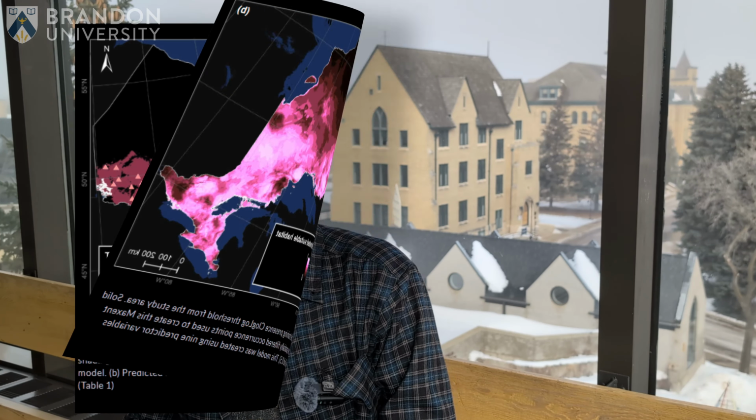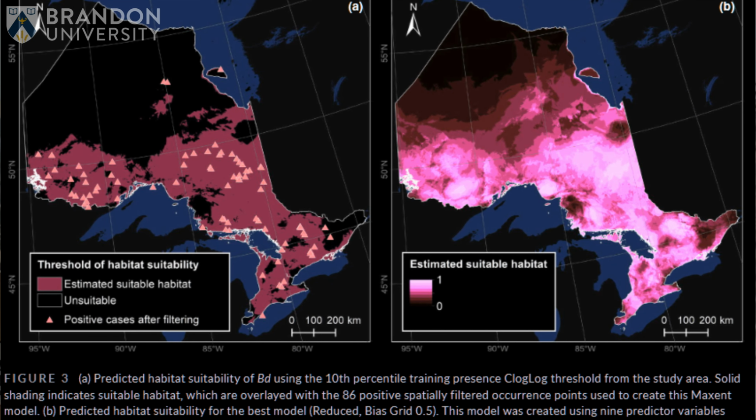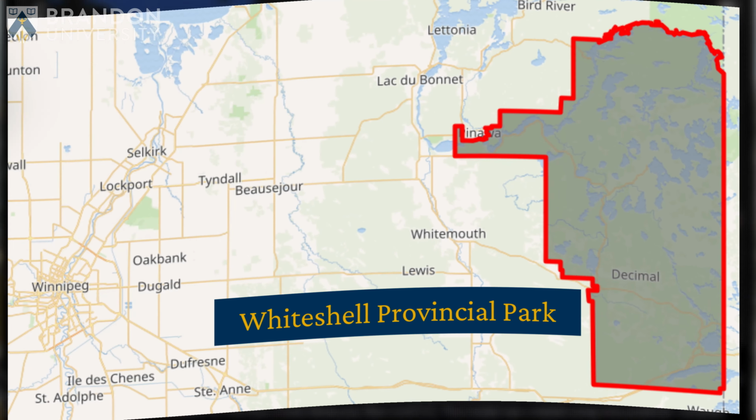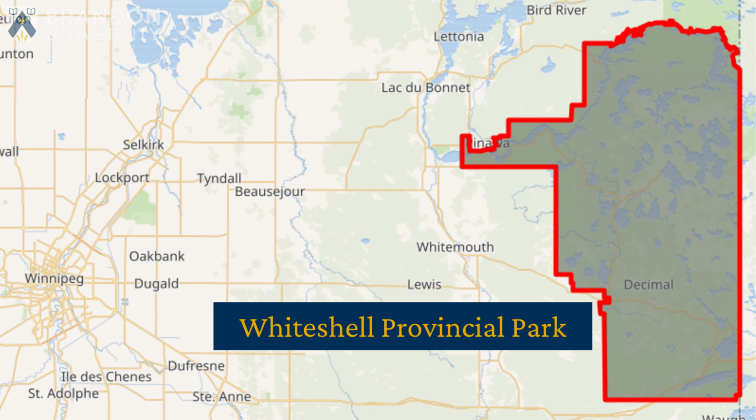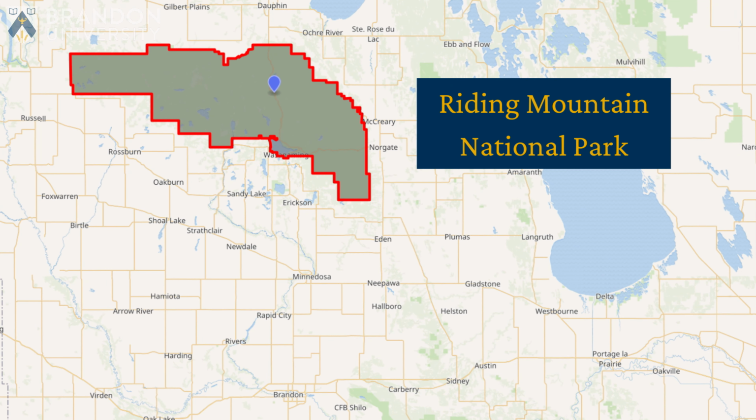Research has been done in Ontario, and they have done species distribution models there. The white shell area, that could be our first point of contact. Even up at Riding Mountain, we can definitely look at how this disease's spread is because of human activity. Anywhere there are amphibians, just about anywhere, probably even down the street from where I live.